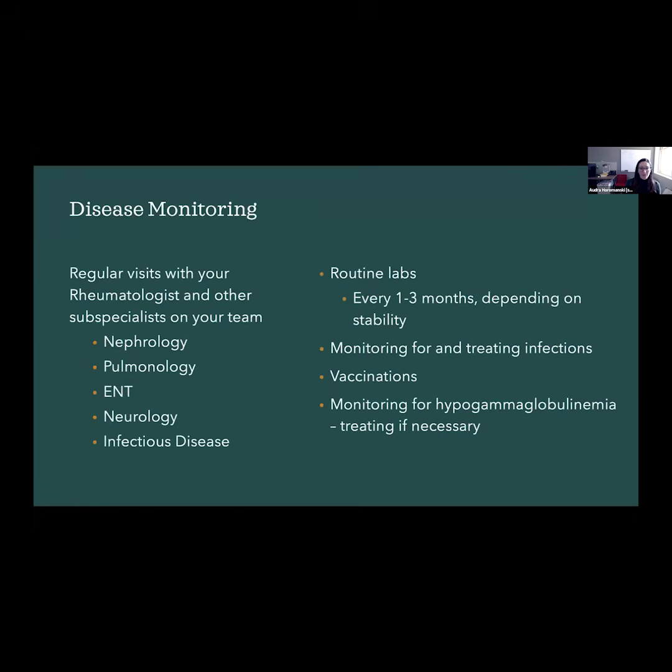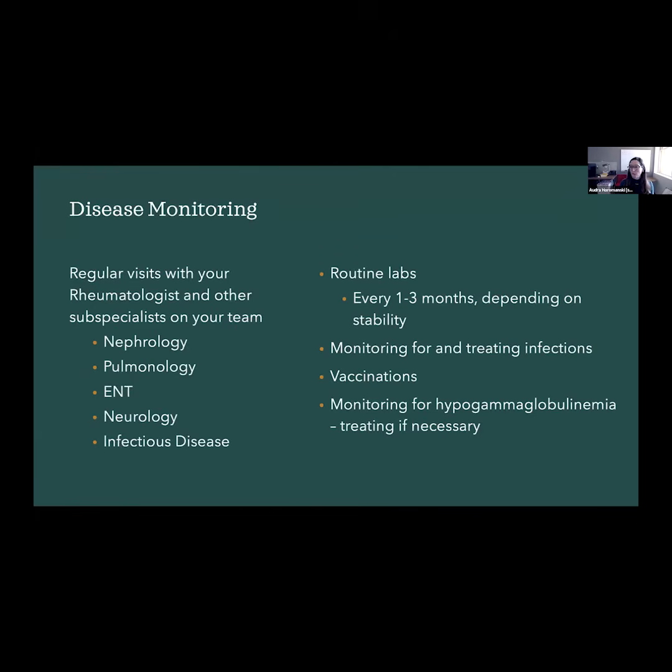And similarly, for the rest of our disease monitoring, regular visits with rheumatologists and all of the other subspecialties on the team is also really important. So nephrology with kidney involvement, pulmonology with lung involvement, ENT involvement for all of our sinus issues, neurology, and infectious disease if there are infectious complications. Most patients with vasculitis need routine labs, usually every 1 to 3 months, depending on the stability. Three months is usually the standard once things are stable.